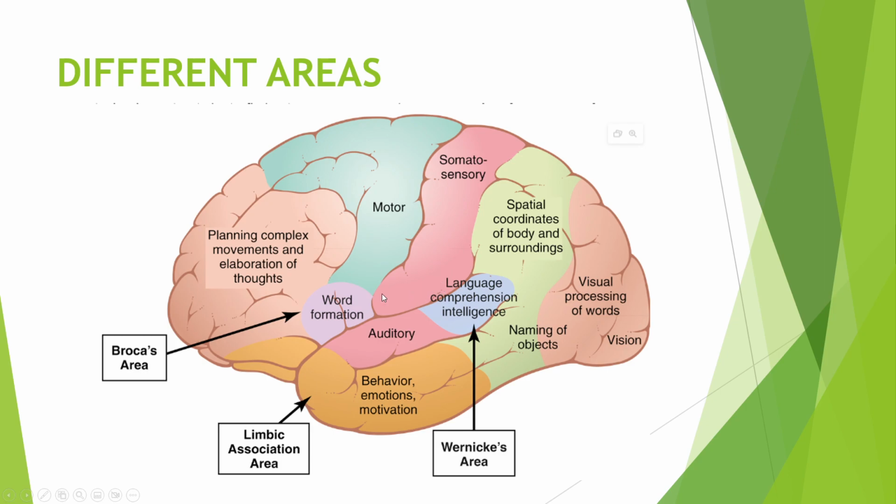Broca's area is for word formation. When we want to speak, how do we form words? There's Broca's area. And then this is the auditory area. Below the auditory area is the limbic association area. This is where we have our feelings, our emotions, our behavior, our motivations. So why some people like music, why some people like art, why some people like different sports, all this motivation comes from the limbic association area.